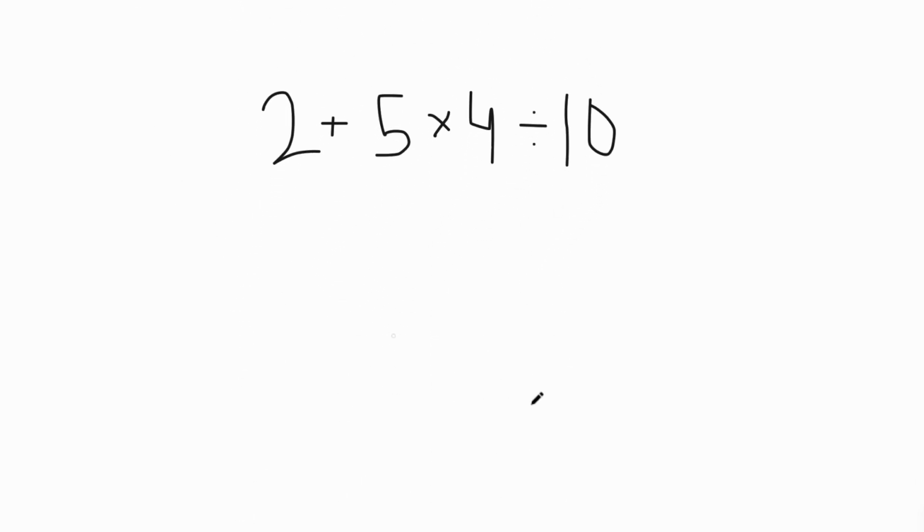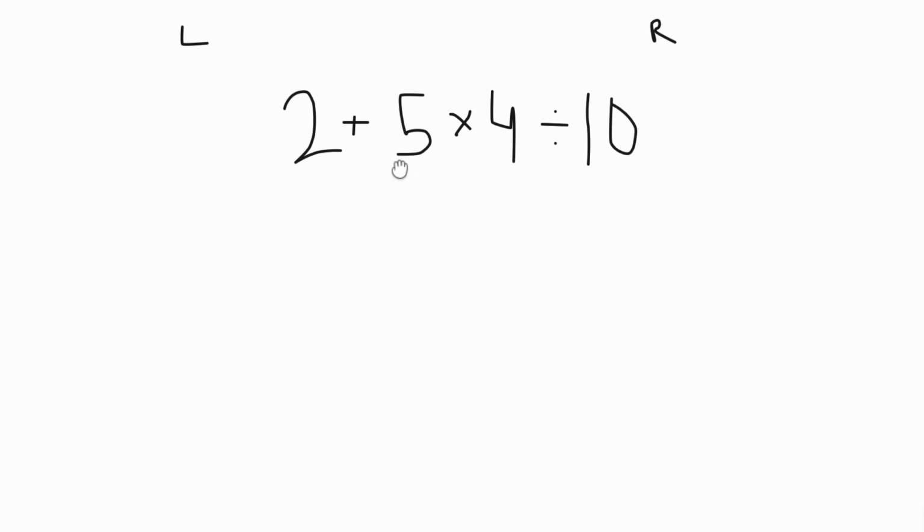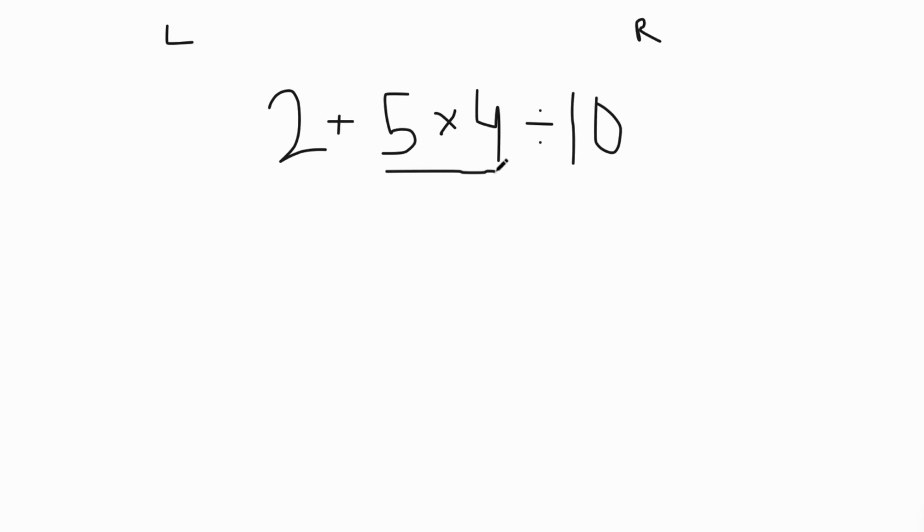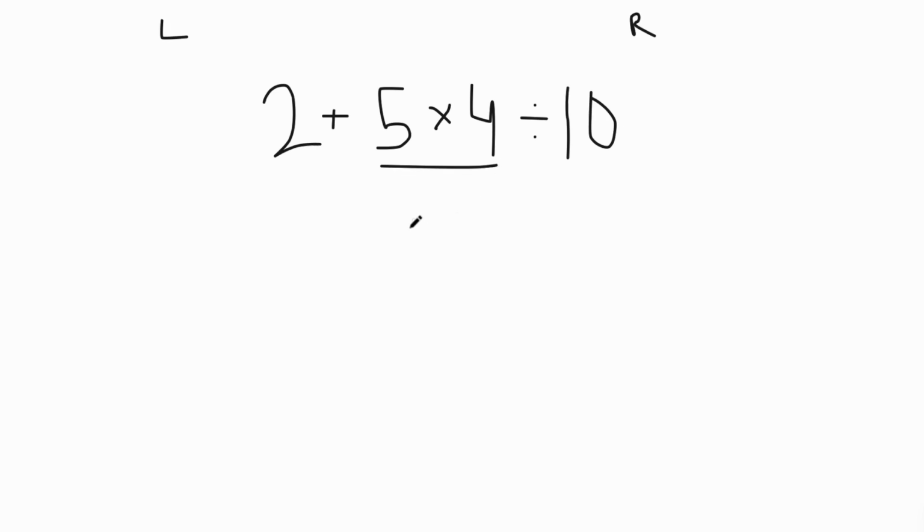Let's do another one together. Here we have 2 plus 5 times 4 divided by 10. Remember, when you have multiplication and division in the same equation, you always have to go in order from left to right. Since we have to do multiplication first, we will be doing 5 times 4, which is 20. And then, to make stuff easier, we will rewrite the equation. So we will be rewriting 2 plus 20 divided by 10.